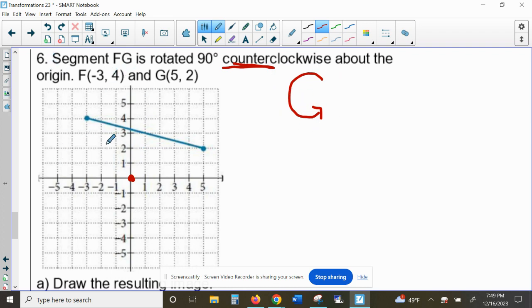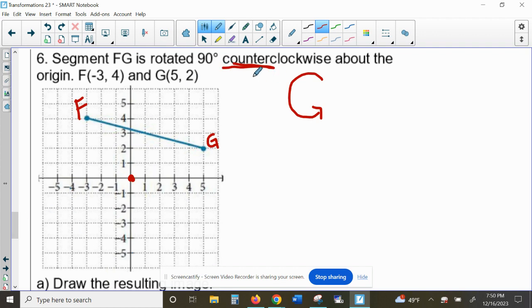Okay, so we have some points. F is at -3, 4, so this is my point F. It's not labeled on my picture. My G is 5, 2. That's my G. Okay, so I need to rotate this and see where the resulting points are.